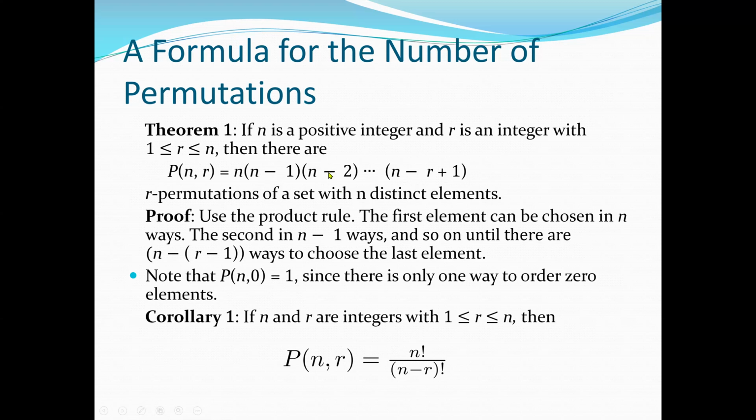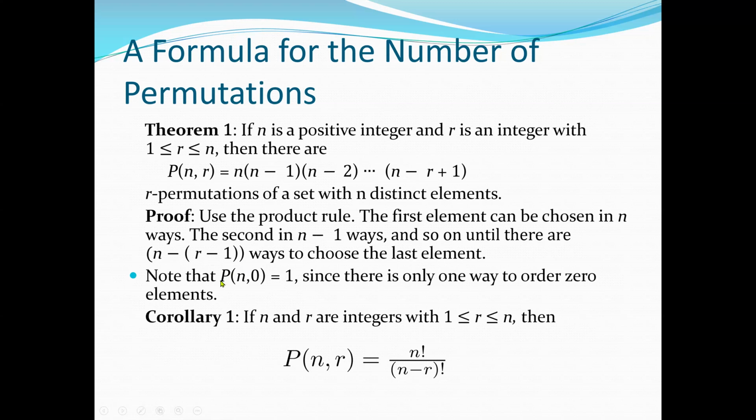That's when we are doing the permute. So our permutation of a set with N distinct elements. Now we can prove this using the product rule. So we can say that the first element can be chosen in N ways. That's our first element. Then the second is N minus 1 ways. And so on until there are N minus R plus 1 ways to choose the last element.